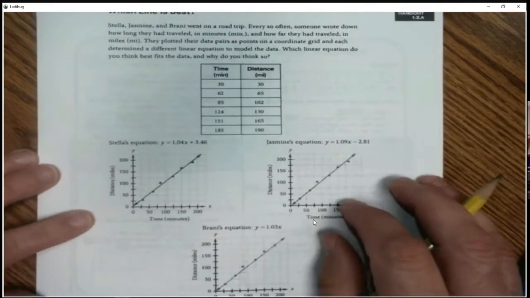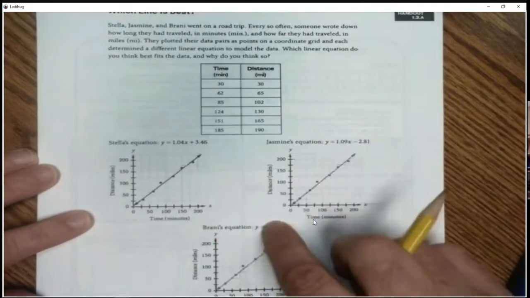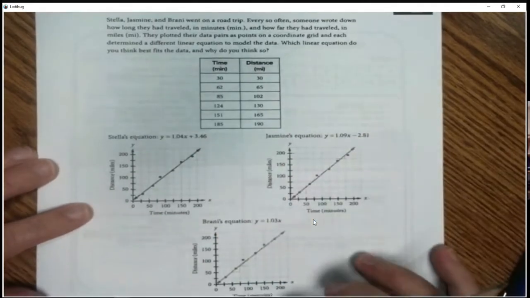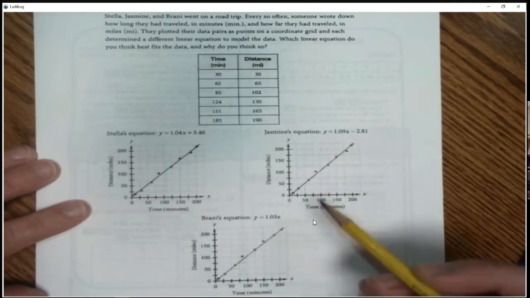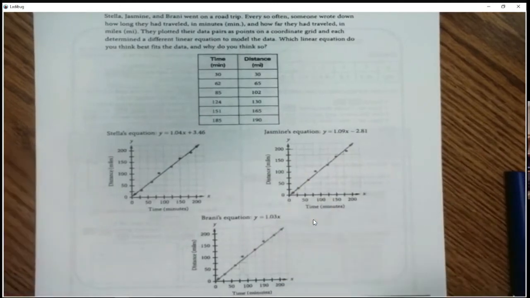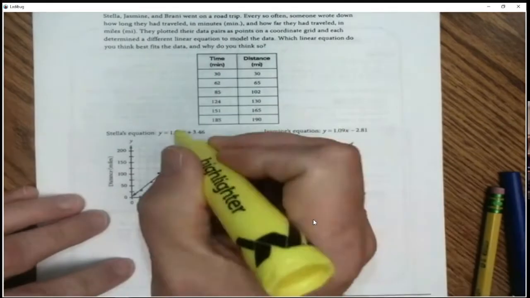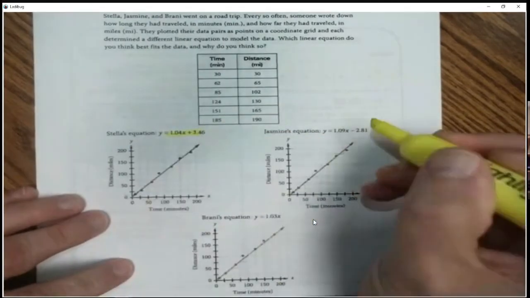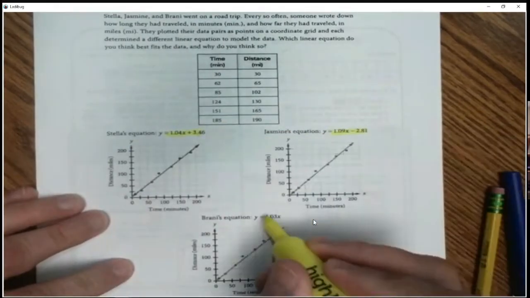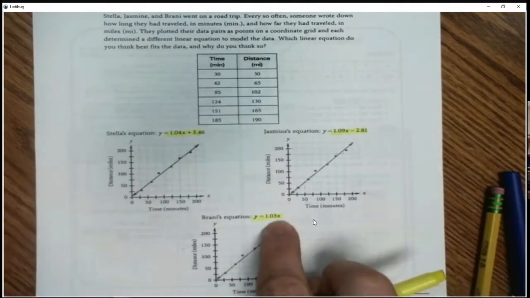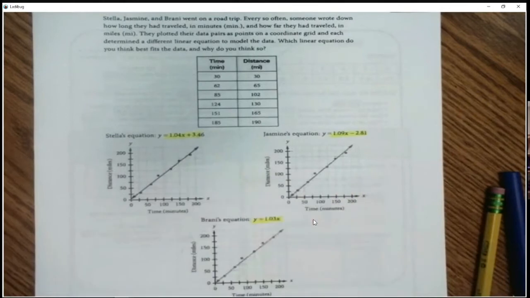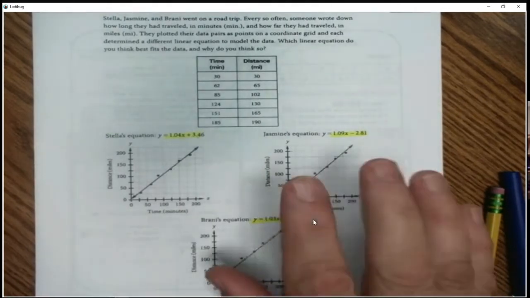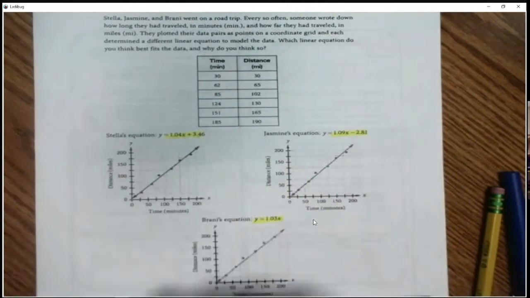And then they each determined a different line of best fit, a linear equation to model the data, a regression line, right? So they're each just a little bit different. If you look at it, this one has a slope of 1.04, this one has 1.09, and this one has 1.03 with a y-intercept of 0. This one has a y-intercept of -2. This one has 3.46. And they want to know which one best fits this data.